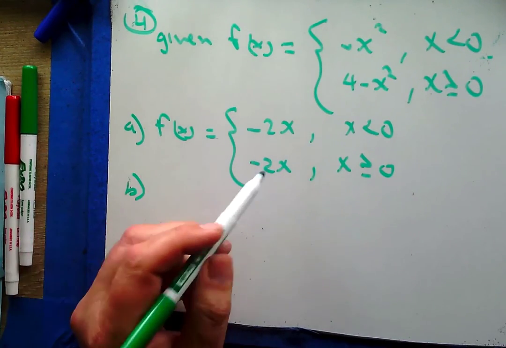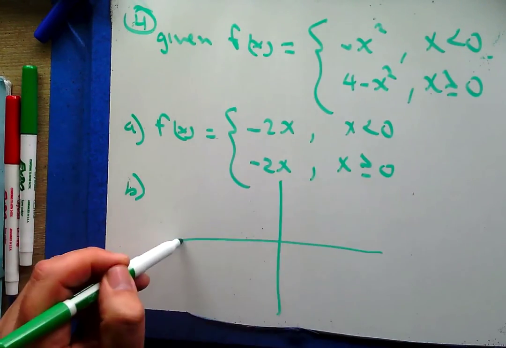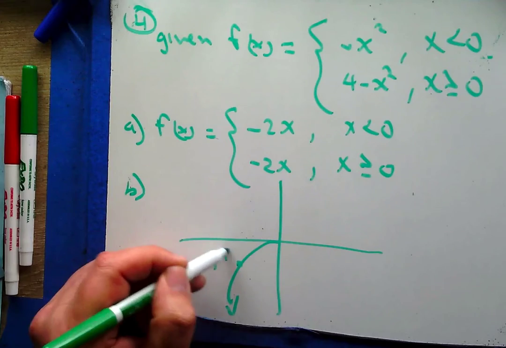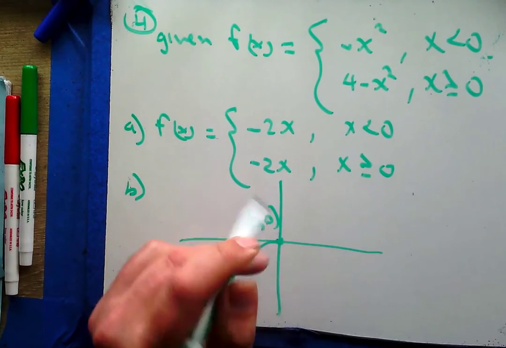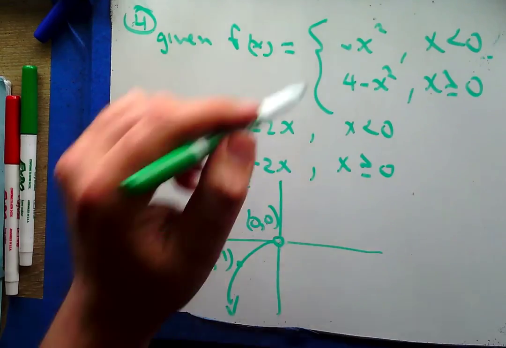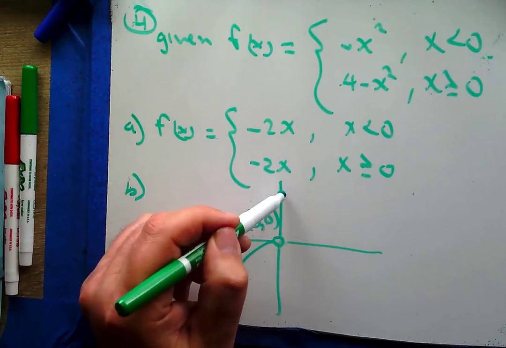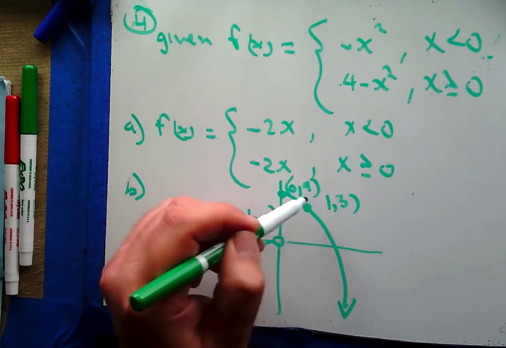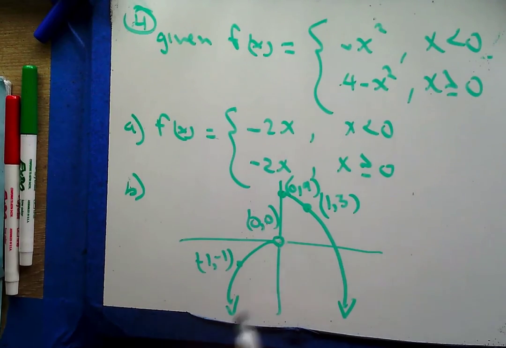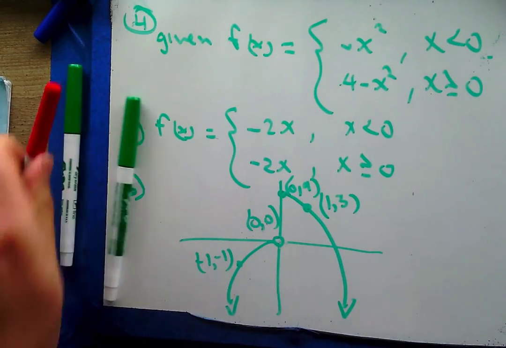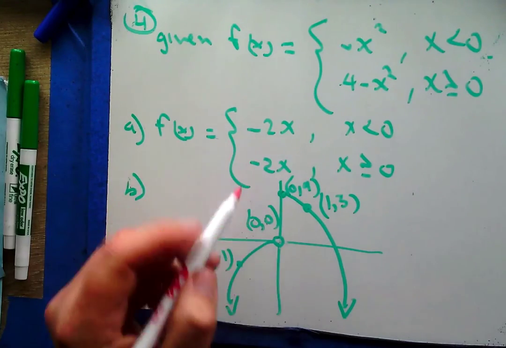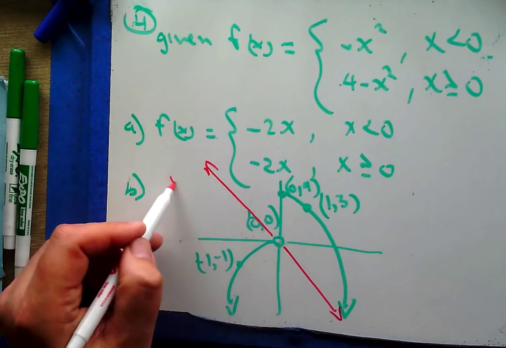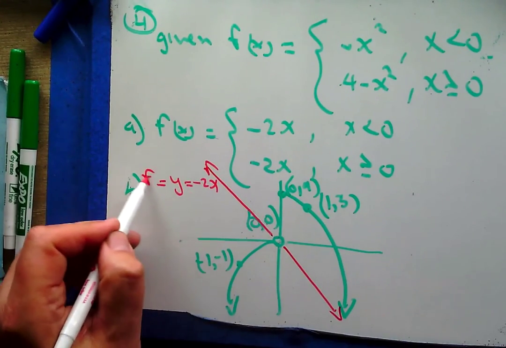Part B says sketch f and f prime in the same window. Okay, so f is a down-pointing parabola over here. -1, -1, 0, 0, and that's actually an open circle there. And then here, 4 minus x squared could be equal to 1, 3. Okay, so there's my graph of f. Now what about the graph of f prime? Well, the f prime graph is simply y equals -2x. That's f prime.